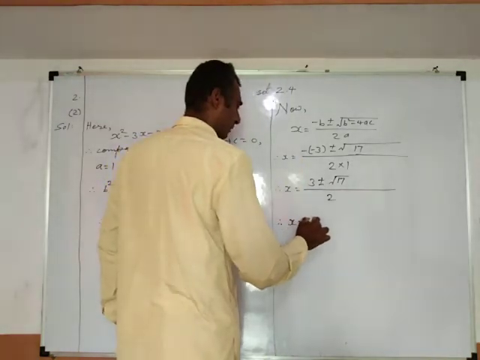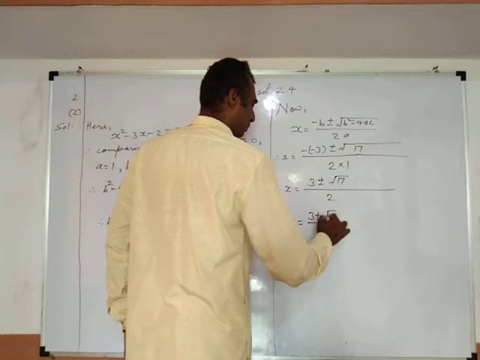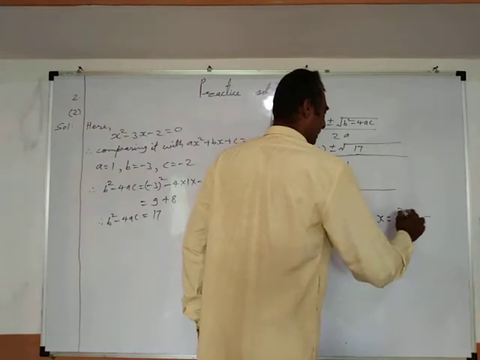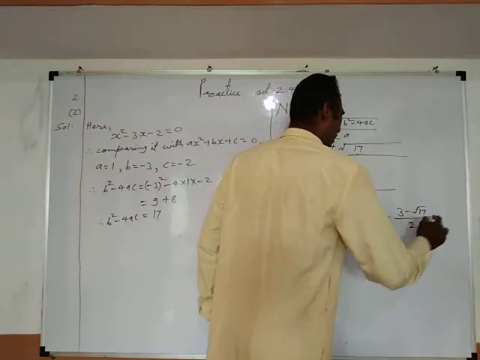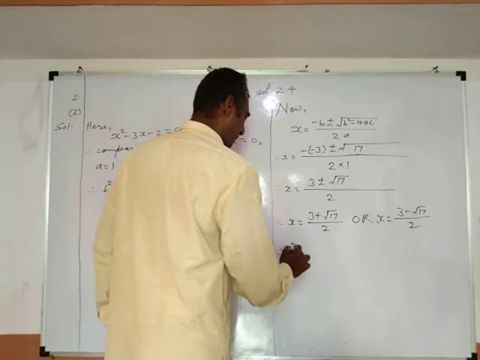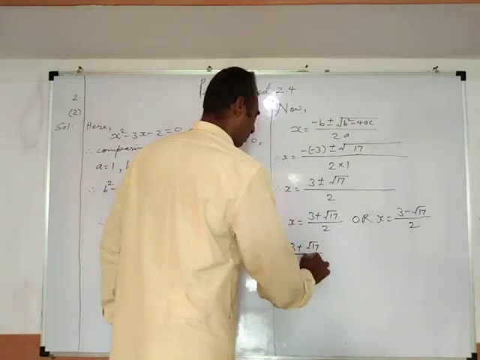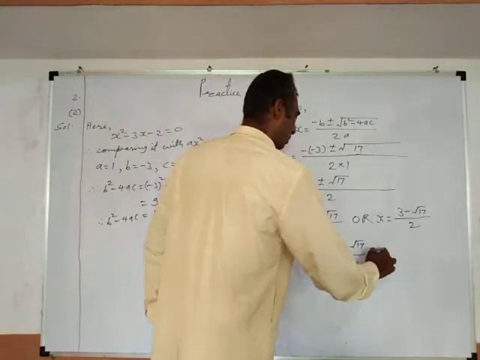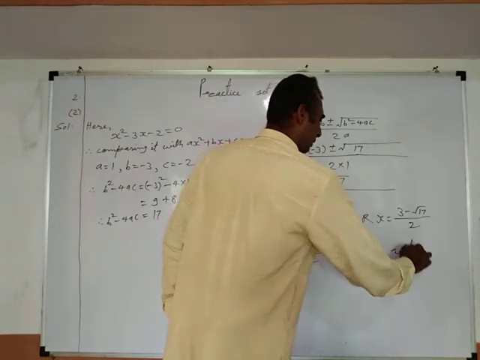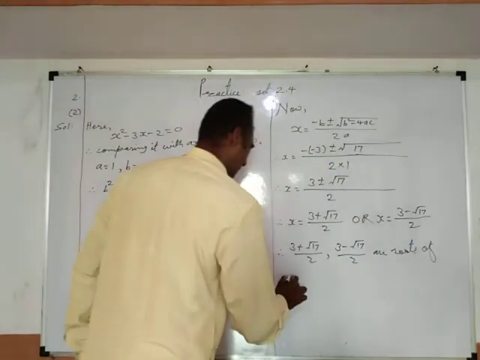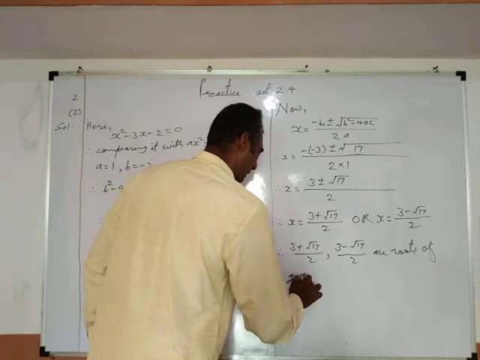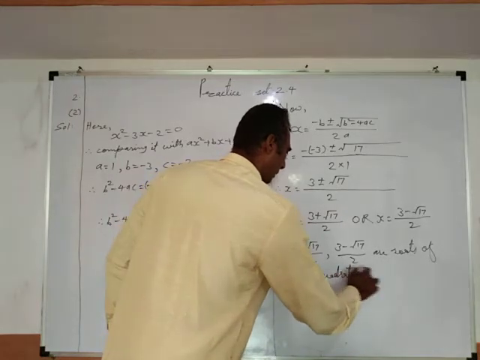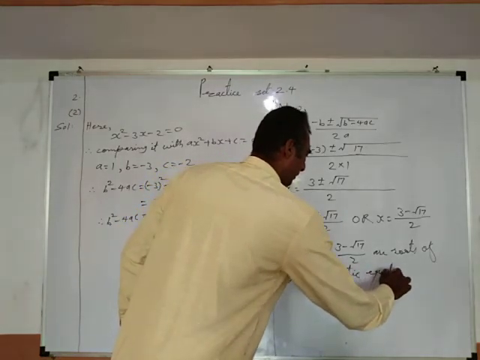Therefore x equals 3 plus root 17 upon 2, or x equals 3 minus root 17 upon 2. Therefore 3 plus root 17 upon 2, comma, 3 minus root 17 upon 2 are roots of given quadratic equation.